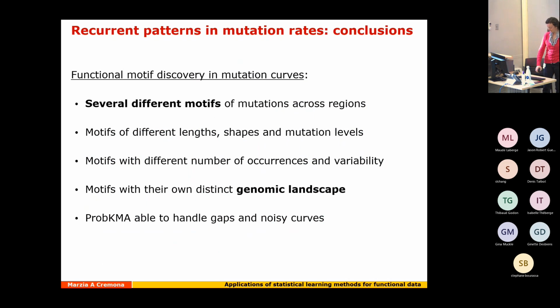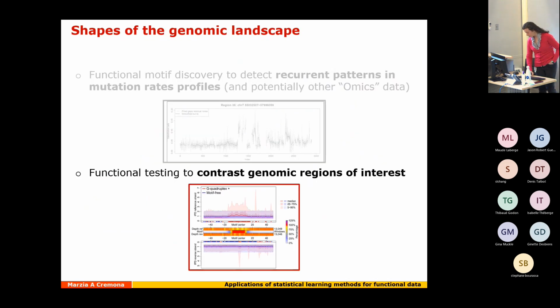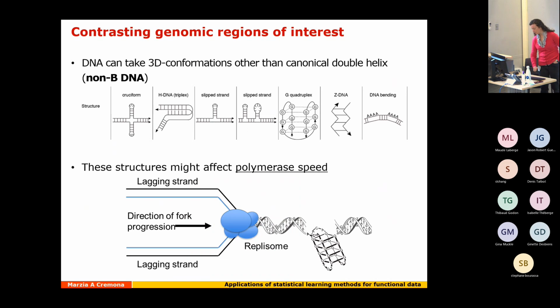Okay, I will go very quickly to another application. In this case, we are again using omics data, but the objective here is to try and understand if non-B DNA can impact the polymerase speed and the error that the polymerase makes.